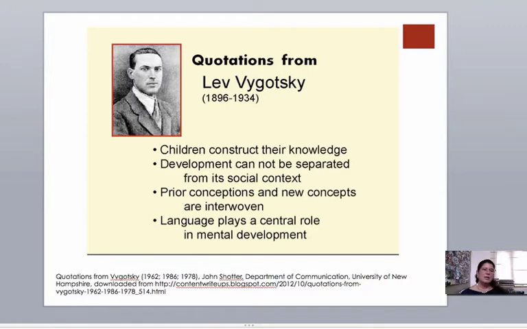In general, Vygotsky related to language, there's a lot of great things that we can take from his studies. We know that children construct their own knowledge. We know that development can't be divorced from social context, as we saw in the case of the poor girl who was brought up by dogs. If there is no social context, then there is no development of language, or at least appropriate development. Prior concepts influence how we learn new concepts, and language plays a central role in mental development.